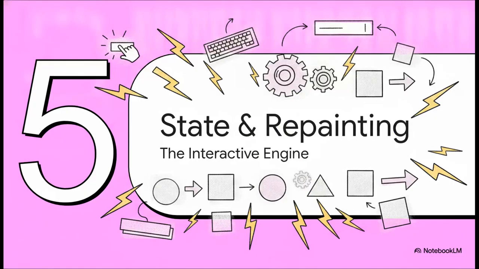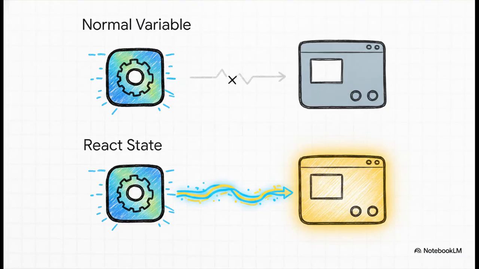Section 5. State and repainting, the interactive engine. Now, props are static. So what happens when a user actually interacts, like clicking a button or typing in a box? Well, to get that, we need to understand the difference between a normal variable and React state. So the crucial point is this. In plain JavaScript, if you change a variable, the computer knows the new value, sure, but the screen doesn't change.